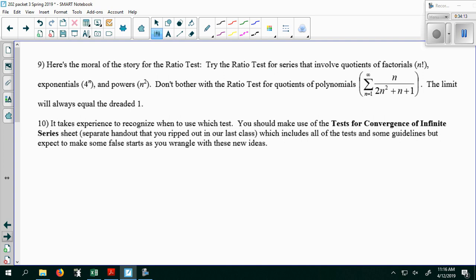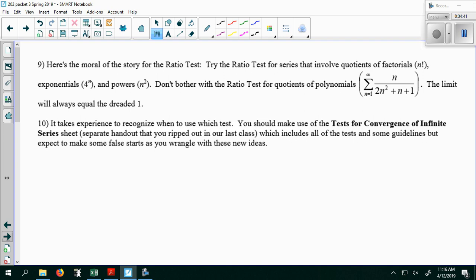Okay, but the moral of the story for the ratio test is it works really well if a series involves a quotient that has factorials in it or exponentials and powers, right? But if it's only powers, if it's just a quotient of polynomials, like the example we just did, don't bother with the ratio test. The limit will always be the dreaded 1, and you won't be able to draw any conclusion.